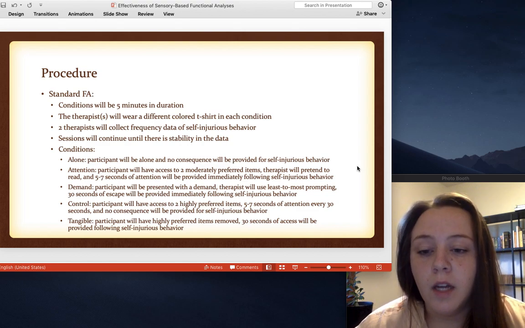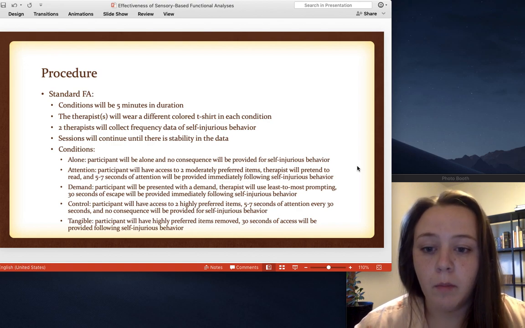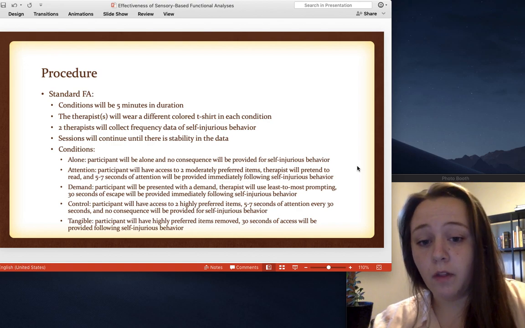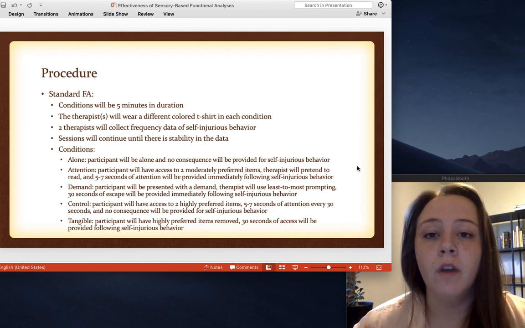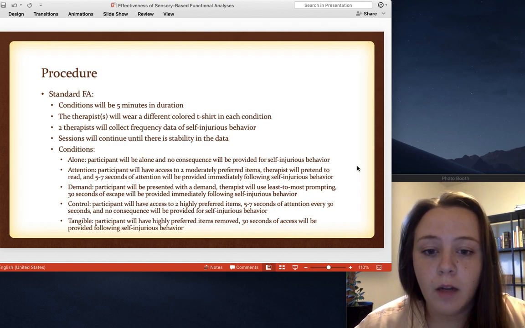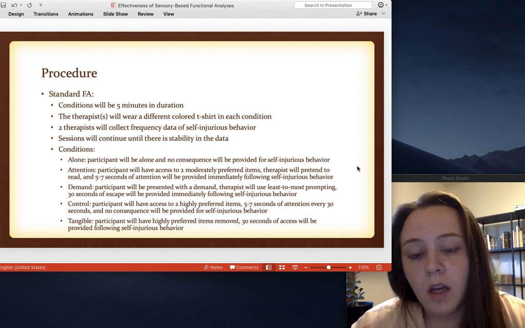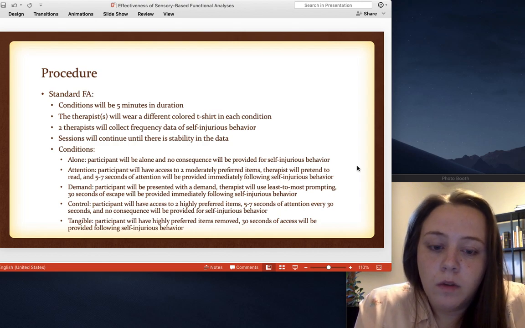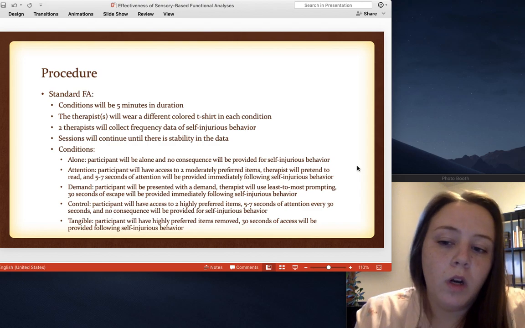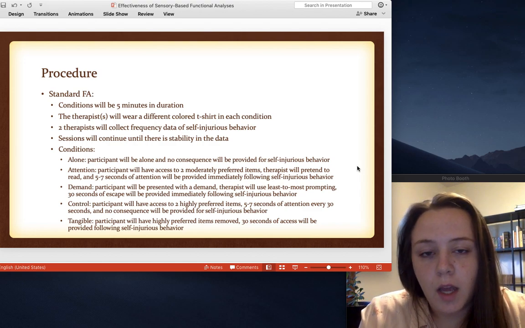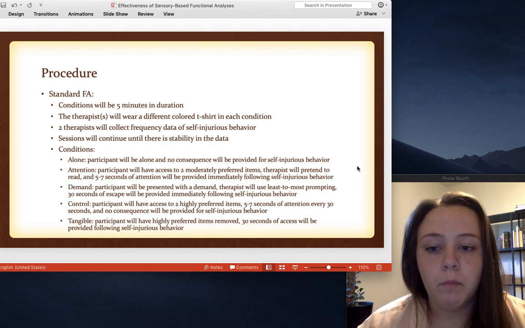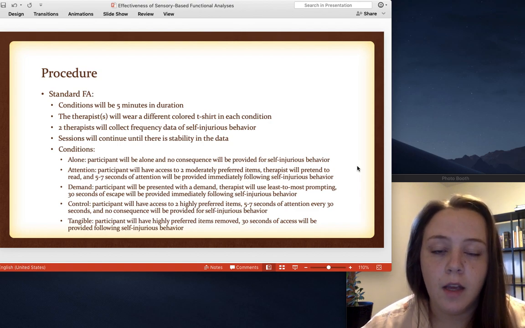And then the attention condition, the participant will be in the room with a therapist, but they will have access to 2 moderately preferred items that were determined through the multiple stimulus without replacement preference assessment, and they can have free access to those. And then the therapist will tell them, hey, I have some work to do, and then pretend to read and ignore the participant completely unless they engage in self-injury.